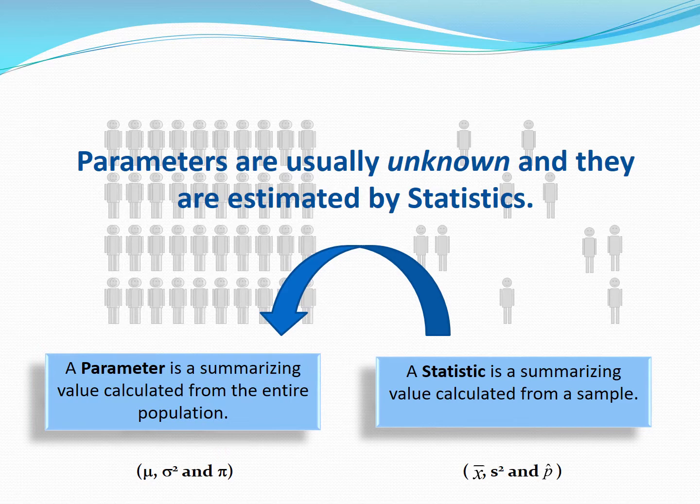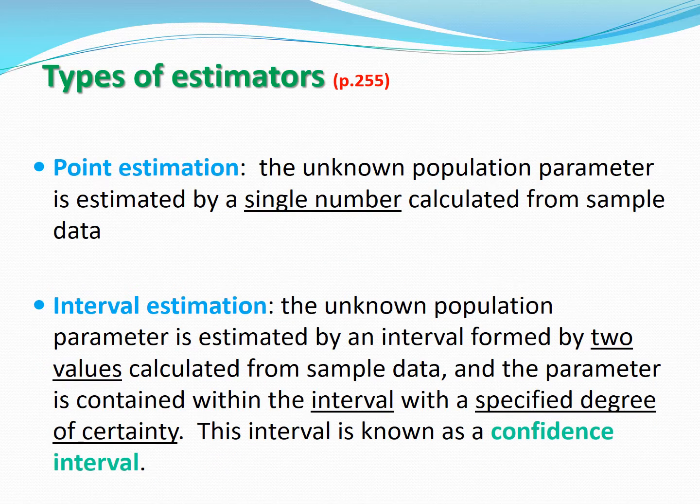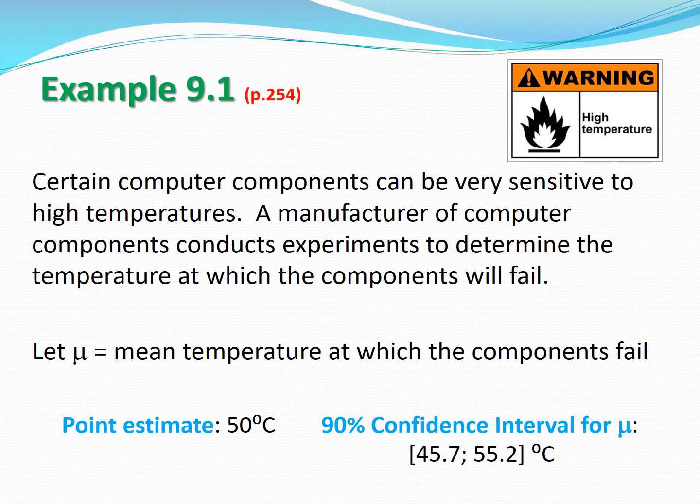the population proportion. If the unknown population parameter is estimated by a single value calculated from sample data, then we call that point estimation. But if the unknown population parameter is estimated by an interval that is formed by two values calculated from the sample data at a specified degree of certainty, then we call that interval estimation, and then the interval is known as a confidence interval. Example 9.1 illustrates the difference between these two concepts.